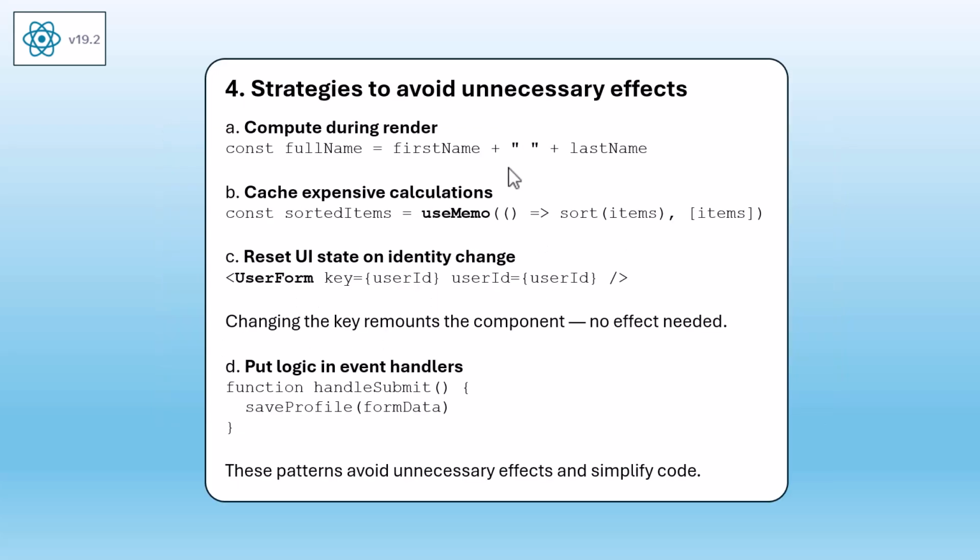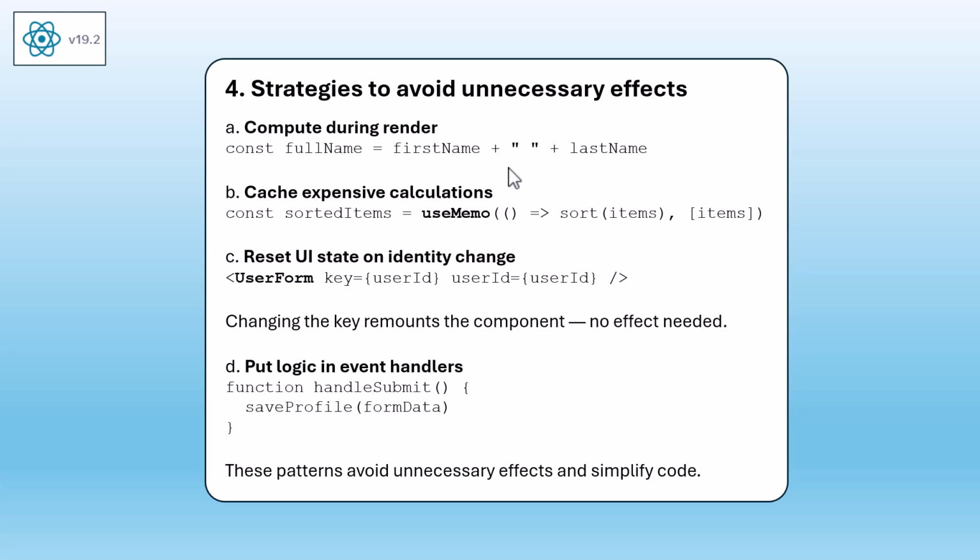4. Strategies to avoid unnecessary effects. The article then offers several practical strategies to avoid leaning on effects when you don't have to. Compute during render. If you can derive a value from existing props or state, do so during the render phase instead of storing it and having an effect respond when the inputs change. Cache expensive calculations. If a calculation is expensive and you don't want to rerun it on every render, you can memoize it with React-provided tools, but still keep it inside the render logic rather than using an effect just to manage state updates.